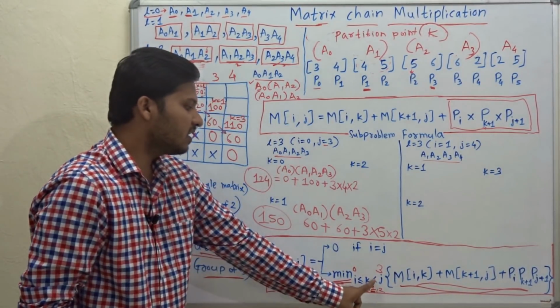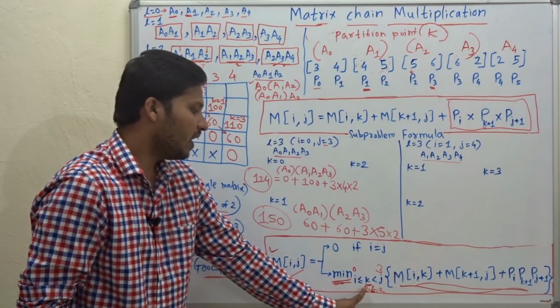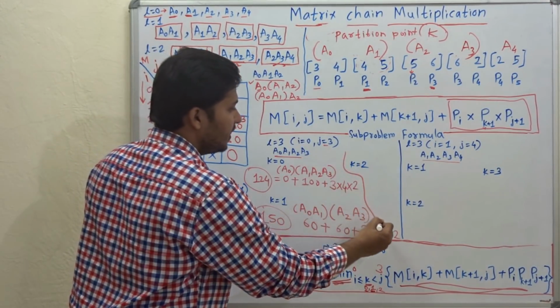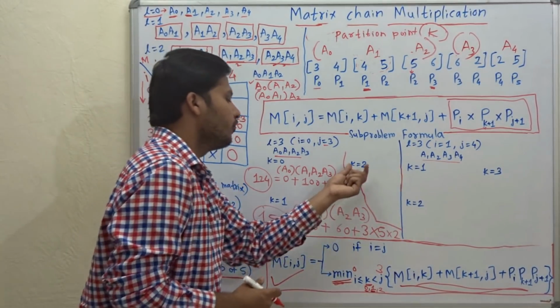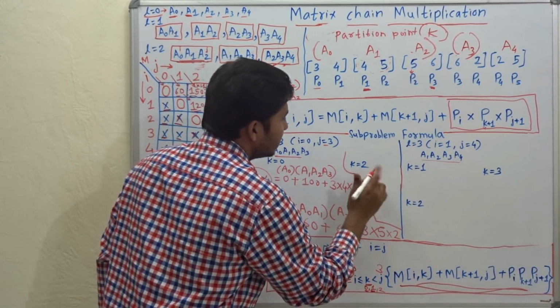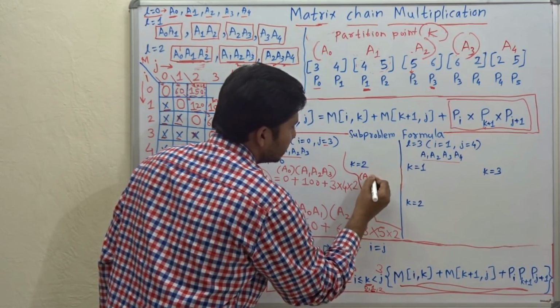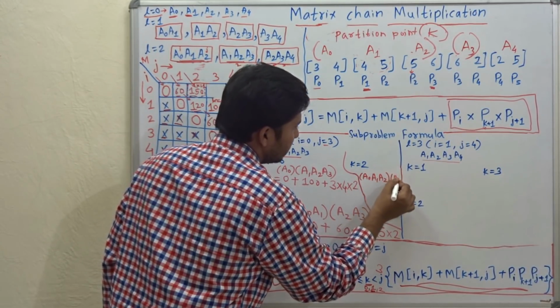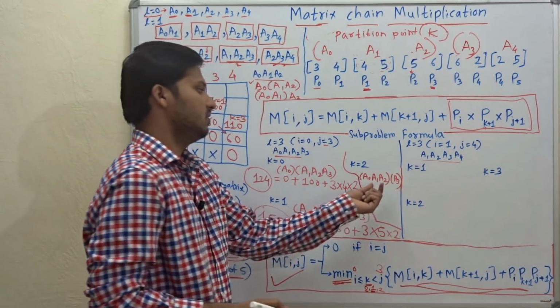Okay, because K is less than 3, so values will be 0, 1 and 2. So now the partition point 2. For K equal to 2, the partitions are A0, A1, A2 and A3 is the last partition.